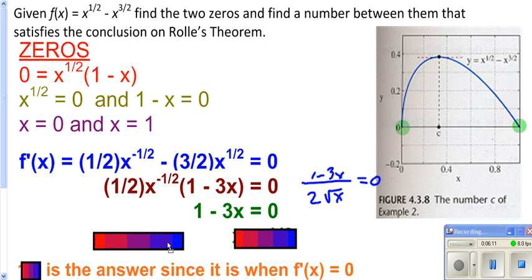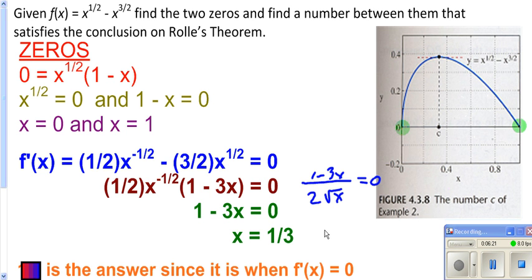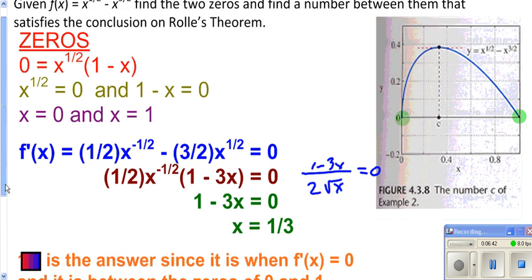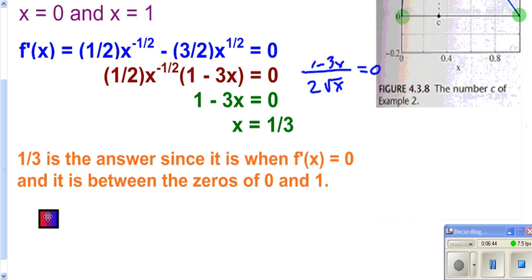Well, when you set that equal to 0, the only time a fraction is equal to 0 is when the top is 0. Solve the top, and you get x to be 1/3. Well, Rolle's theorem says where our derivative is equal to 0 has to occur between our points of equal height. In that case, it was when x was 0 and x was 1. Is our 1/3 somewhere in between our 0 and 1? Yes. And so our answer is 1/3.